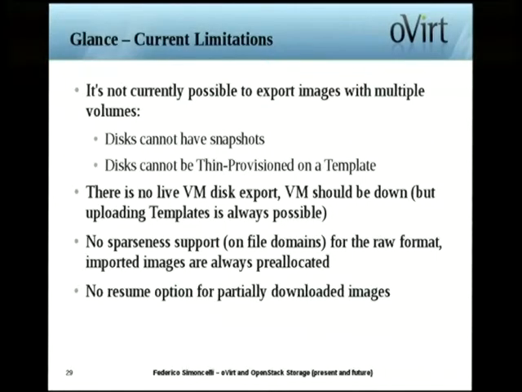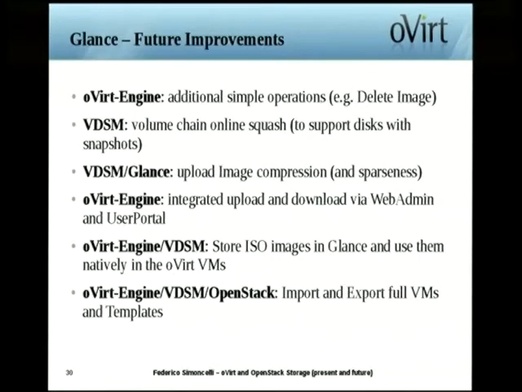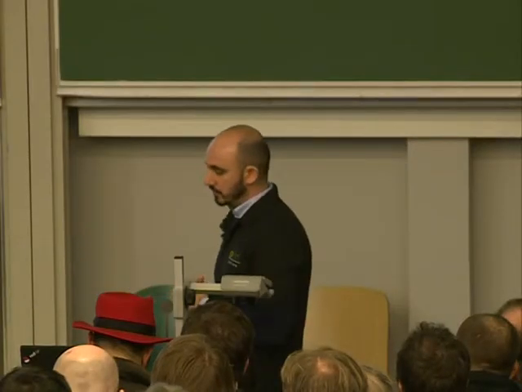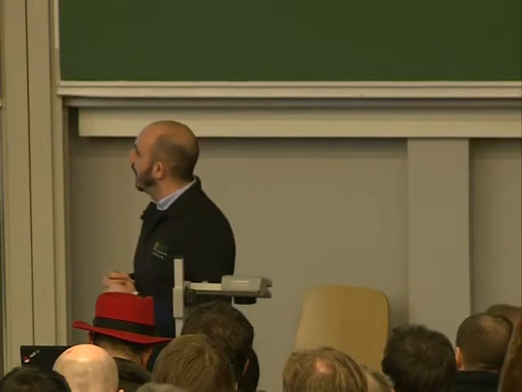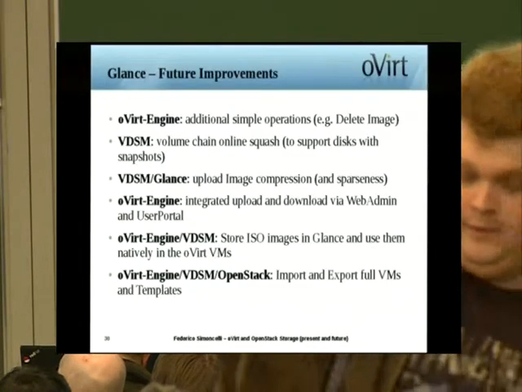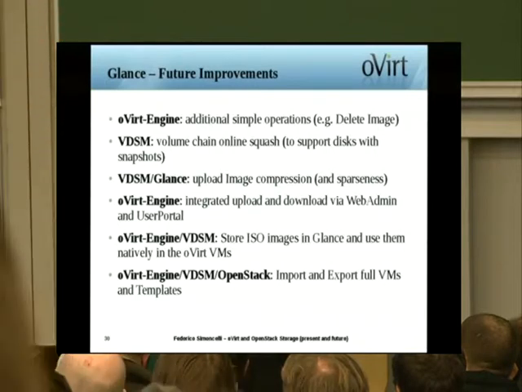So we are moving now to the future. In fact, these are the ideas for the future improvements of Glance. We can add a few simple operations like deleting images, chain, online squash, that is what I was speaking about, so to support disks that have a snapshot, upload image compression to save bandwidth, and also support sparseness probably.